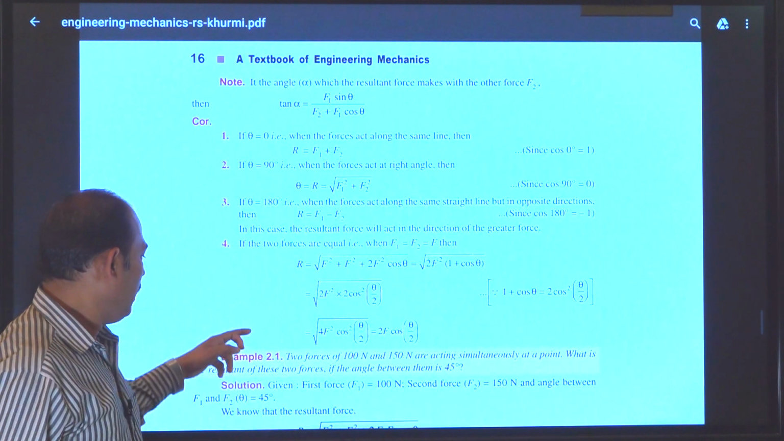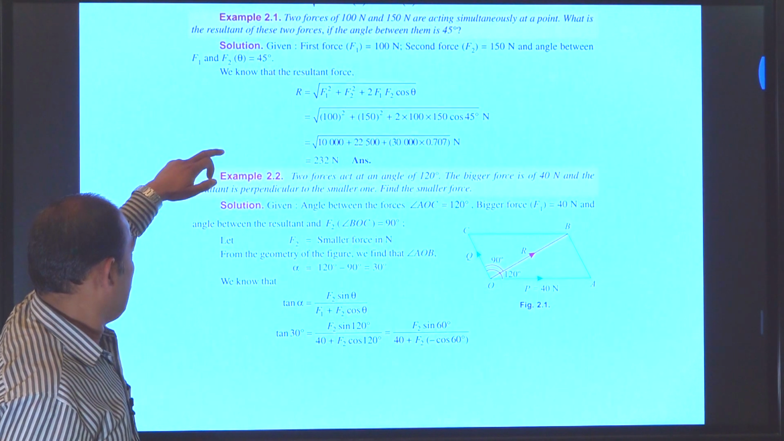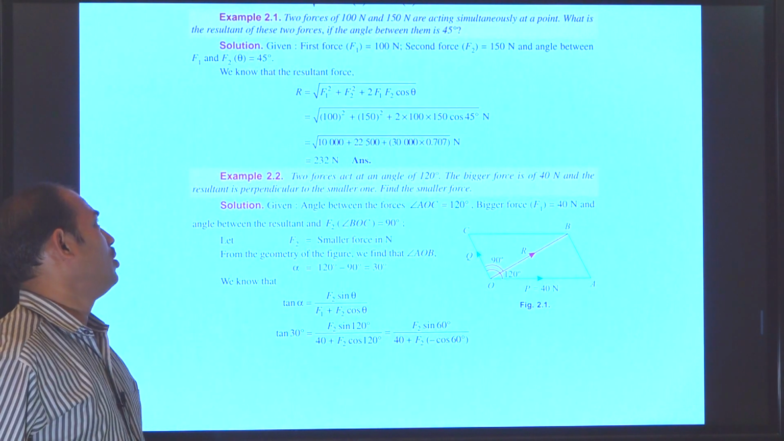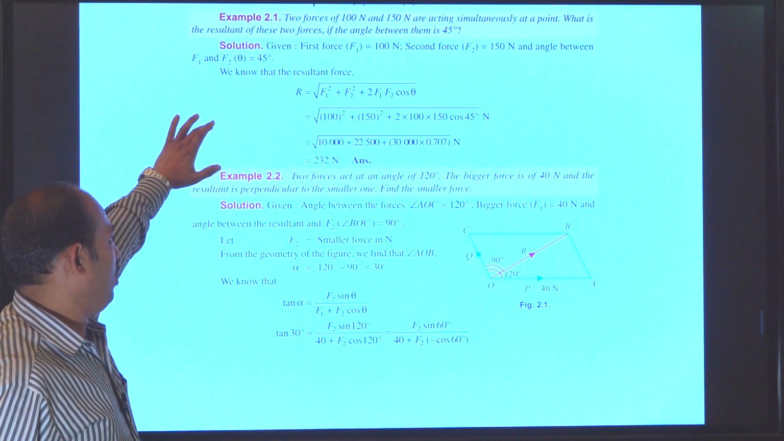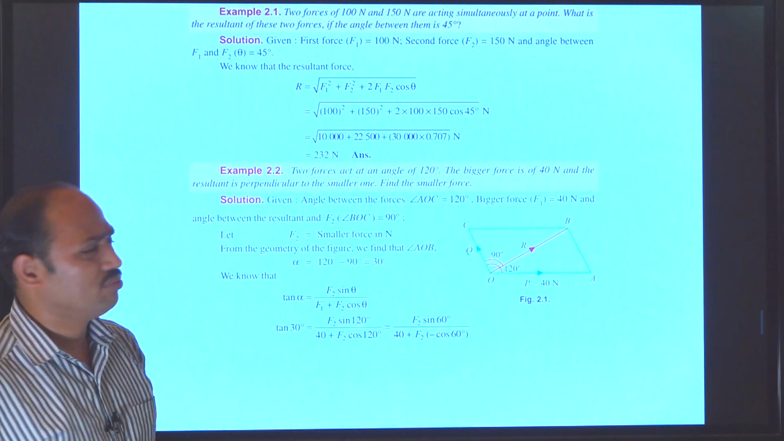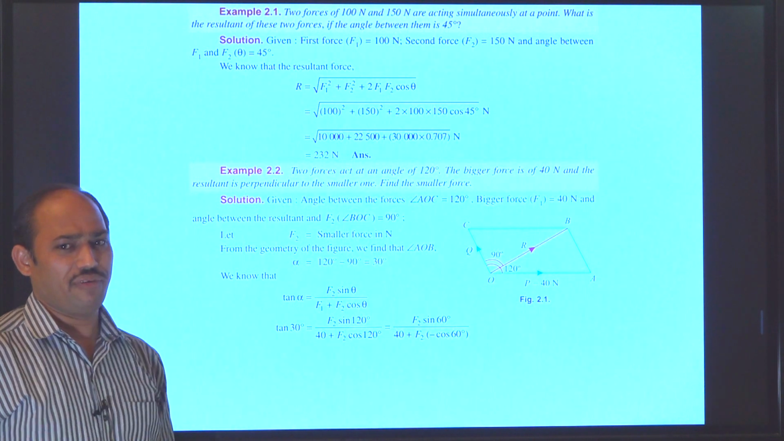Now next, we can solve numerical problem number 2.4. Two forces of 100 Newtons and 150 Newtons are acting simultaneously at a point. What is the resultant of these two forces if the angle between them is 45 degrees?